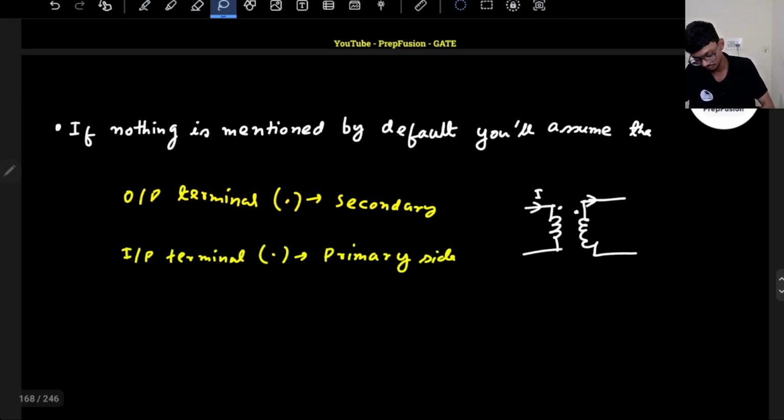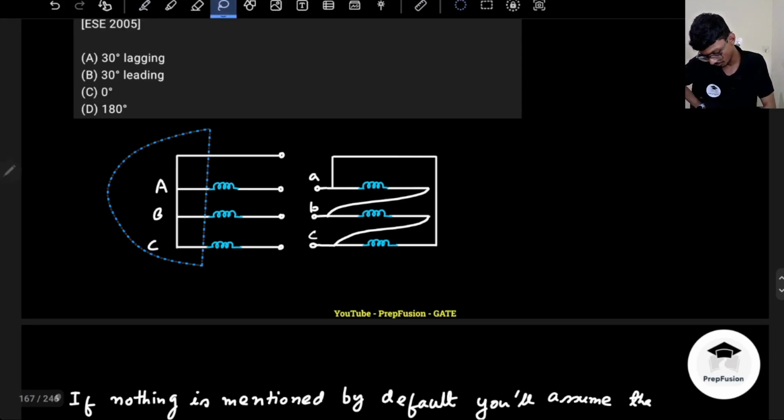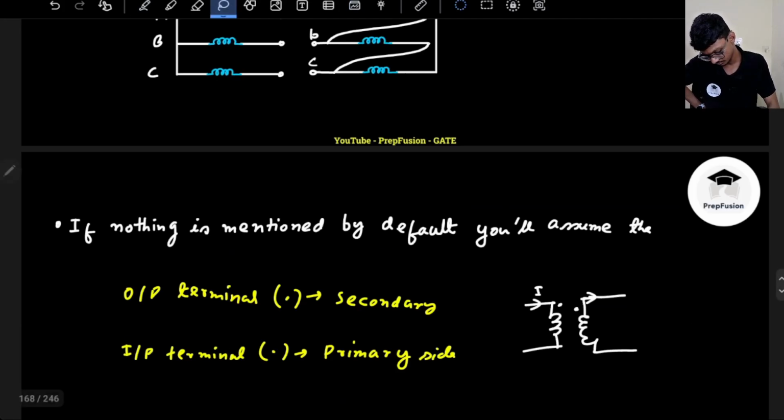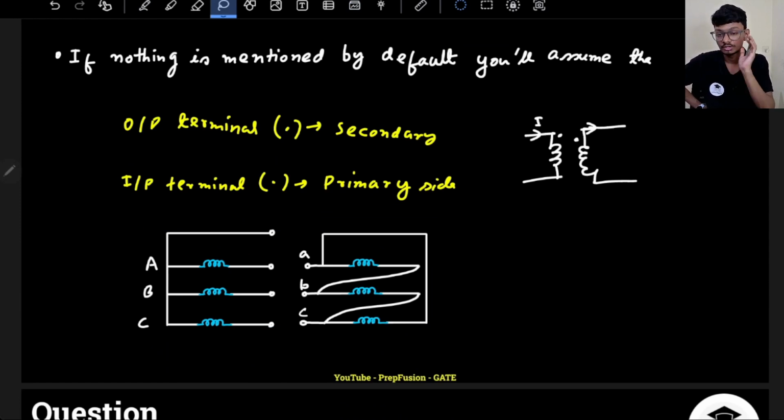So what we can do is, same thing we will do. We will copy this circuit. There will be a phase shift of 30 degrees because it is star delta. Will it be leading or lagging, that I need to check.